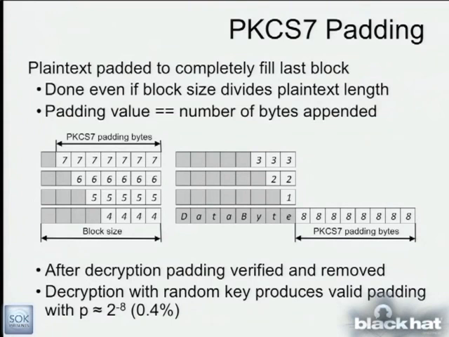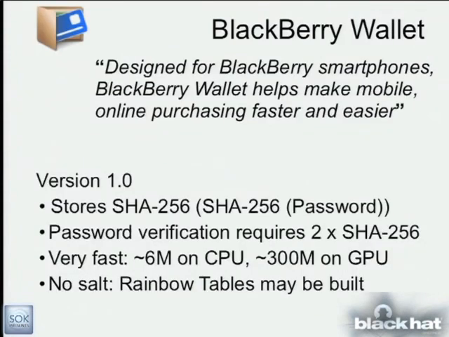Okay. BlackBerry Wallet. This is the second application from BlackBerry. There are 2 versions. Version 1.0 was used with OS 5. It was not included with the operating system, but it was a free download from App World, I guess. This one is pretty straightforward. It stores the double hash of the password. Password verification is very fast.